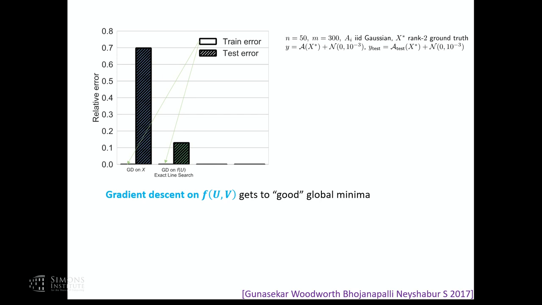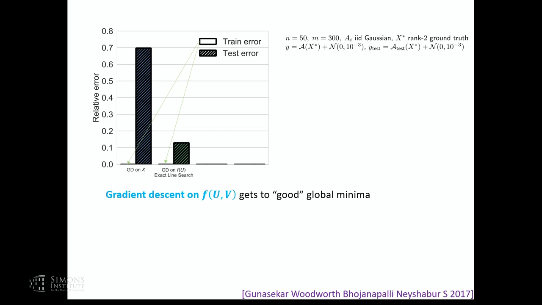What should be more surprising is that the test error, how well we're doing on the unobserved entries, is very different. If we just do gradient descent on matrix W itself, the test error is, as we expected, really horrible. We're not doing anything. But if we do gradient descent on U and V, then we actually get pretty good test performance. So we succeed in reconstructing the matrix. I should say that this works because the matrix itself had some structure, and it's an approximately low-rank matrix.